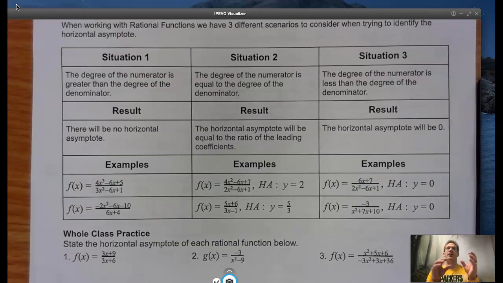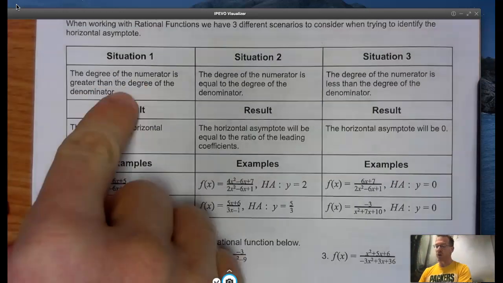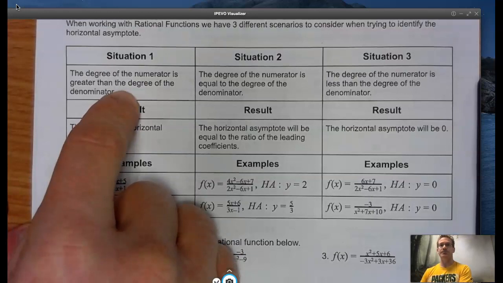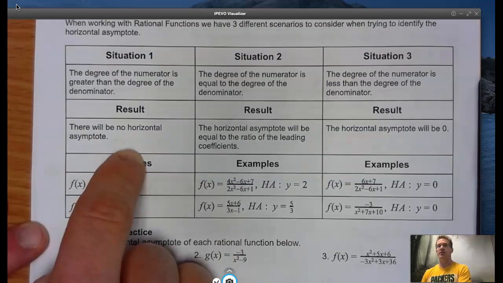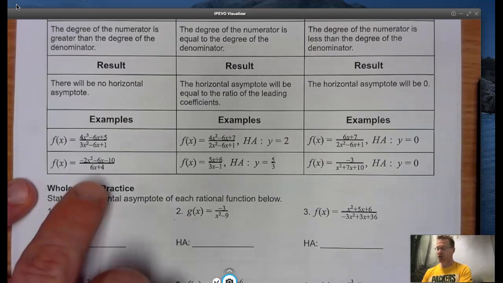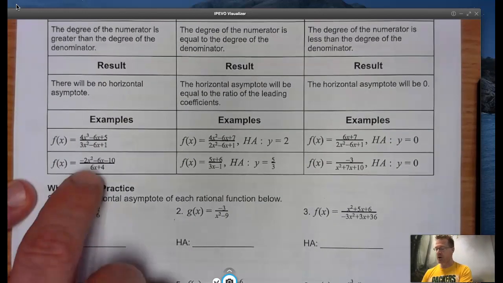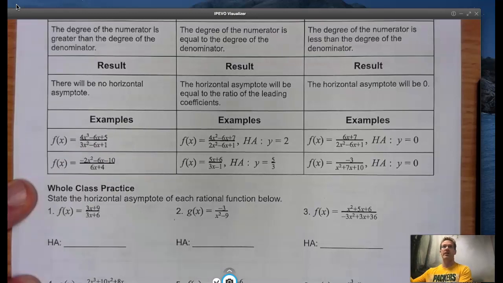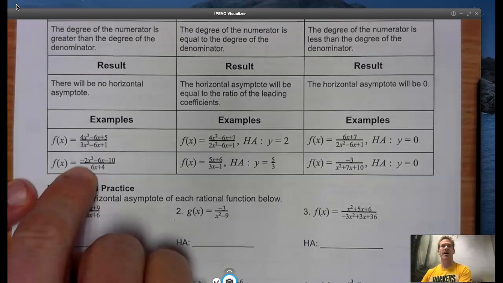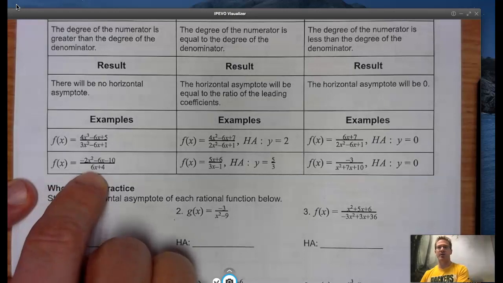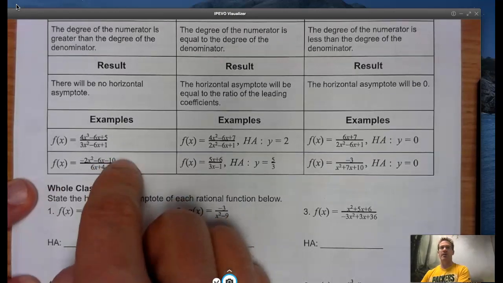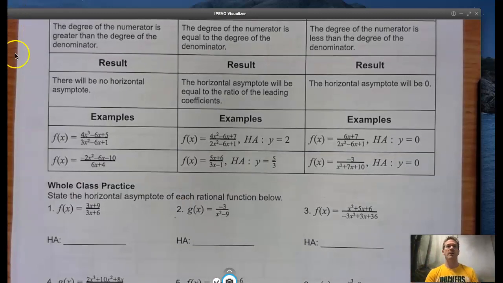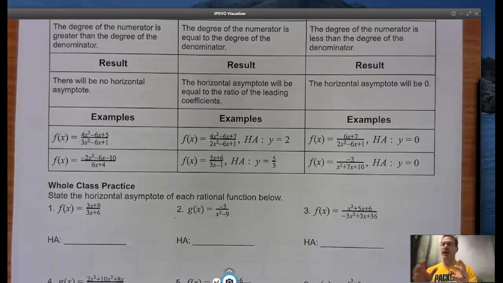In all three situations, what we're going to be doing is comparing the degree of the numerator to the degree of the denominator. If the degree of the numerator is greater than the degree of the denominator, there will be no horizontal asymptote. Notice, we have a third degree polynomial in the numerator, a second degree polynomial in the denominator. No horizontal asymptote. A second degree polynomial in the numerator, a first degree polynomial in the denominator. The numerator is greater than the denominator. No horizontal asymptote.